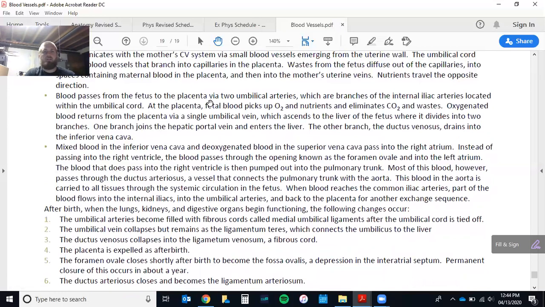So blood passes from the fetus to the placenta via two umbilical arteries. These are branches of the internal iliac arteries located on the umbilical cord. At the placenta, fetal blood picks up O2 and nutrients and eliminates CO2 and waste. Oxygenated blood returns to the placenta via a single umbilical vein, which ascends to the liver.